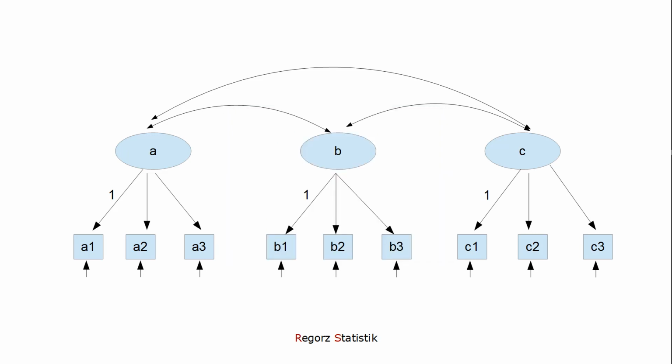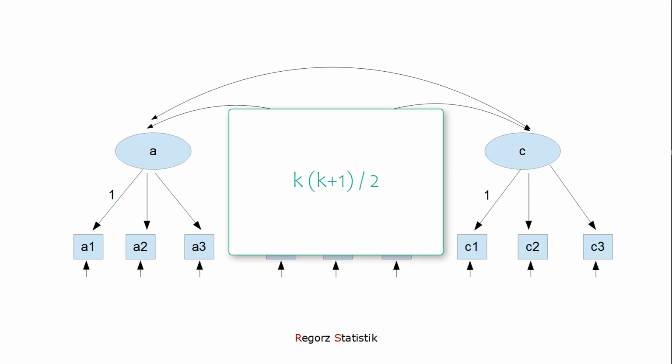How many pieces of empirical information do we have? That's a formula. Number of observed variables multiplied with number of observed variables plus 1 divided by 2. So here it's 9 multiplied with 10 divided by 2. That is 45 pieces of empirical information. And the difference, 45 minus 21 parameters, 24 degrees of freedom.